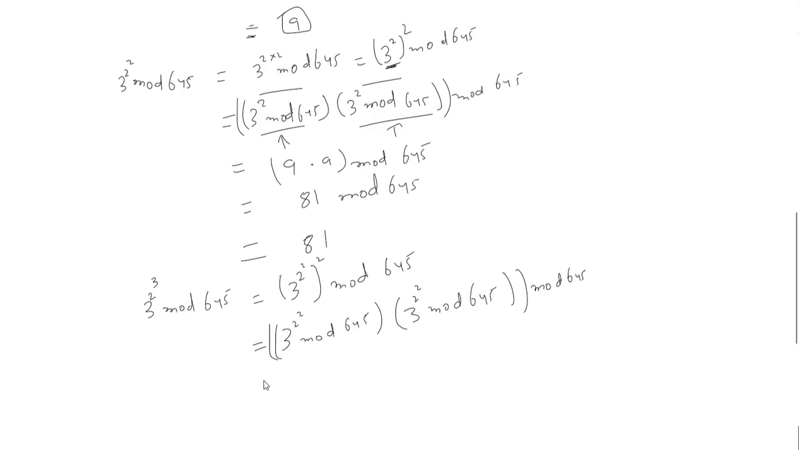So this value will be equal to, we know from the previous calculation that this was equal to 81. So this is 81 times 81. So this will be equal to 81 times 81 mod 645.